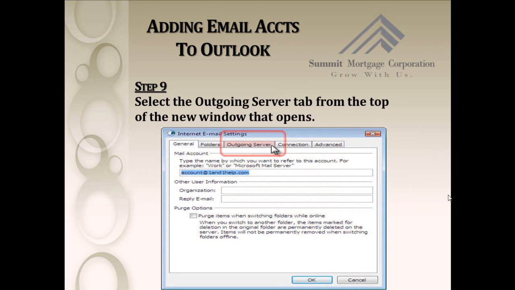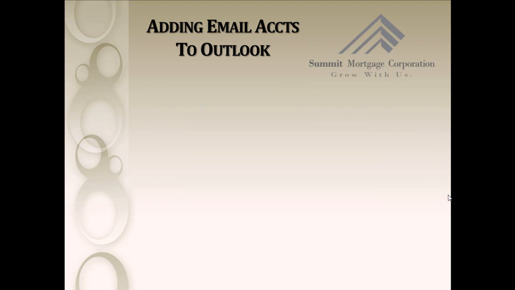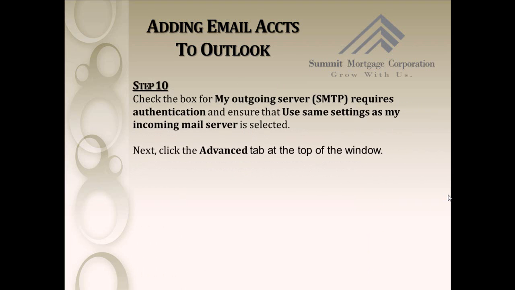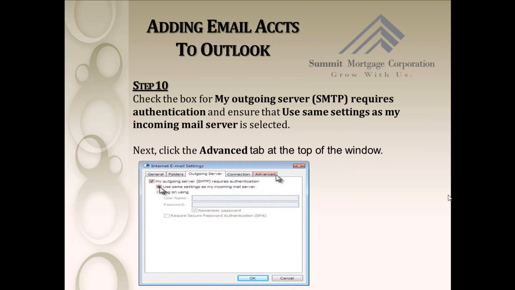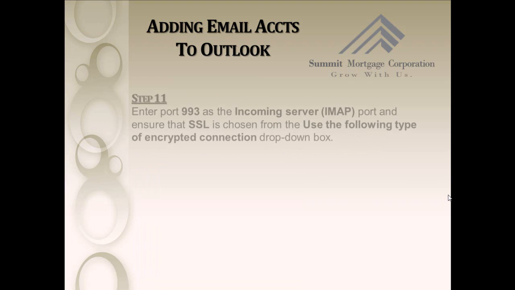In More Settings, we're going to go to the Outgoing Server tab. We'll have the opportunity to name this as our work email or one-on-one or counselor or whatever we do at that time. We're going to make sure that our outgoing server box requiring authentication is checked, and that we're going to use our same settings for outgoing as our incoming mail server. Clicking the Advanced tab, we'll get to our next step.